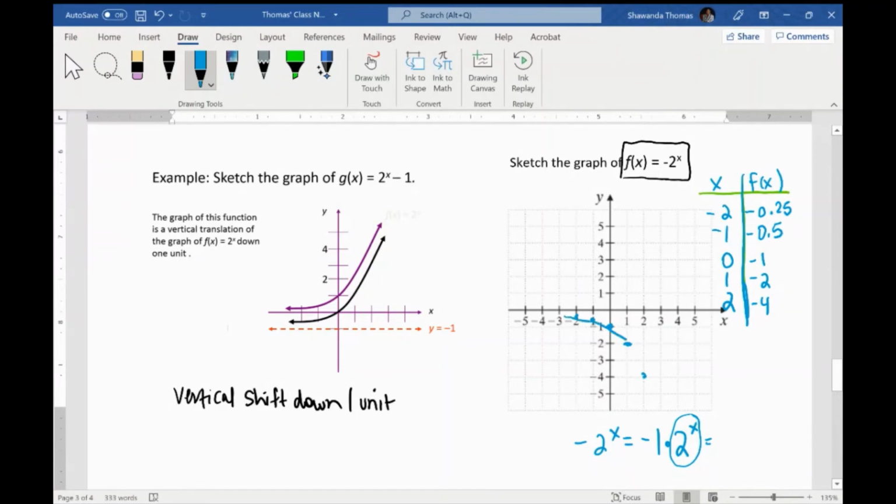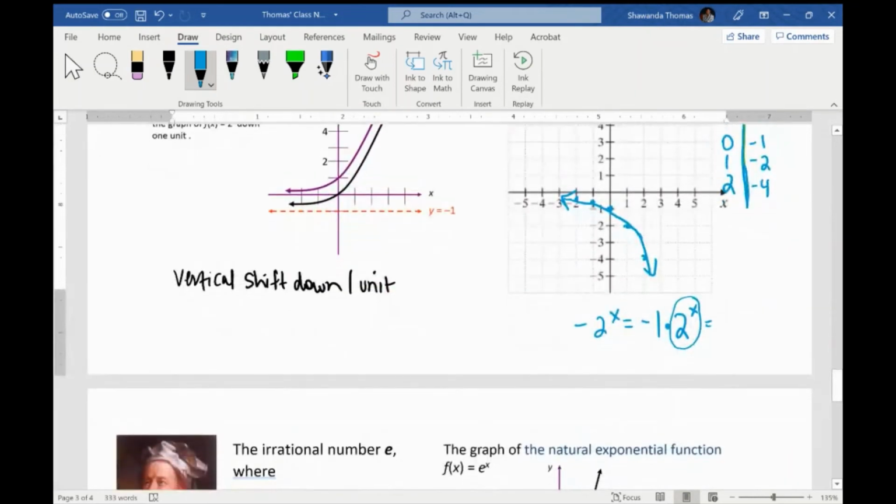So it looks like, if we compared it to this, what do you think it's doing? That's 2 to the x, reflecting over the x-axis. Oh, very good. Very nice. Reflection about the x-axis, you say.